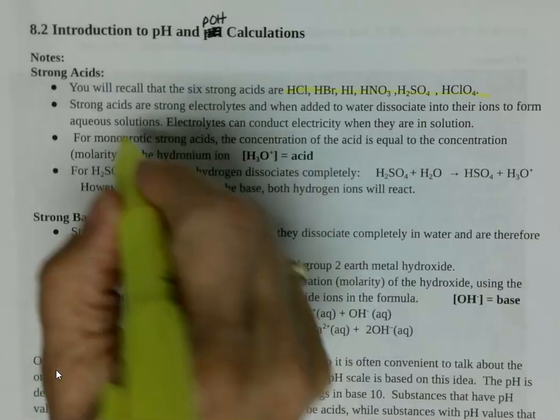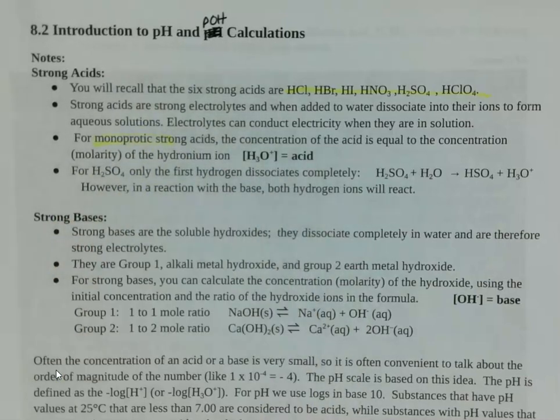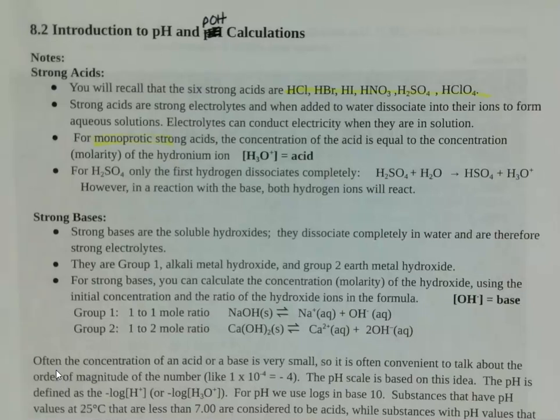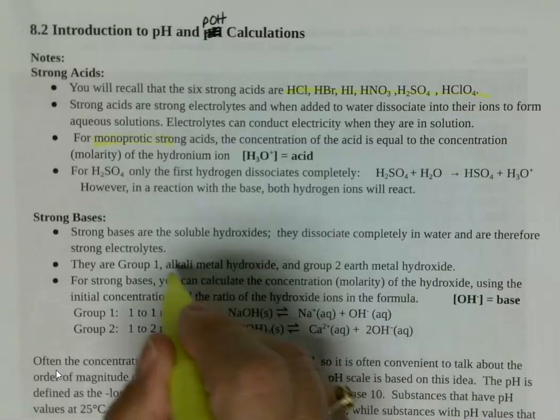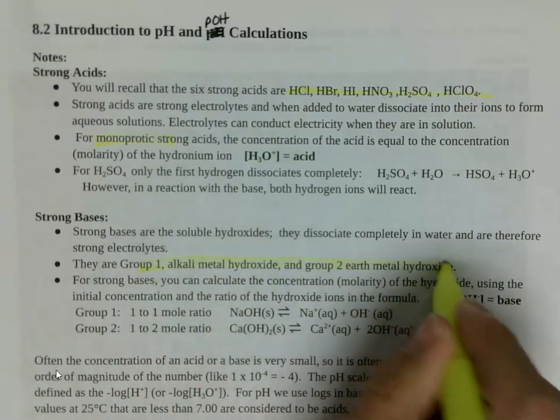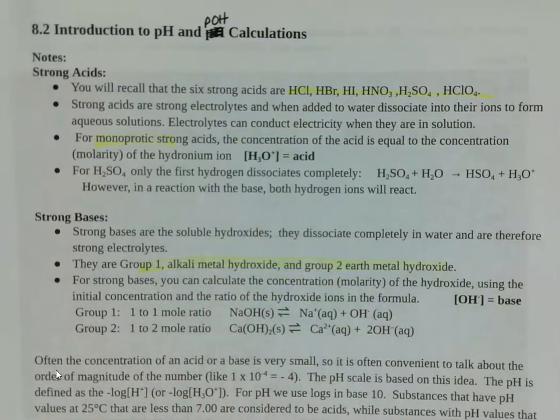What we're going to be talking about here today is monoprotic strong acids, which just means that they have one hydrogen. We'll talk about some of the diprotic and triprotic acids later on. We're also going to just talk about strong acids for the most part today. And again, hopefully you are working on memorizing your strong bases, which are the group 1 and group 2, and there's just a couple of those.